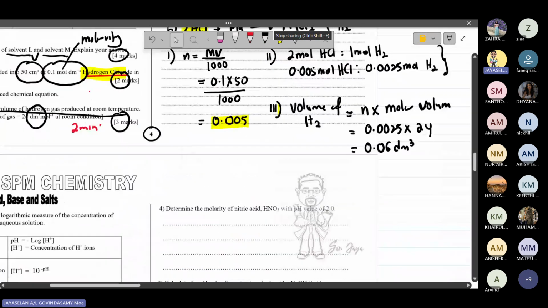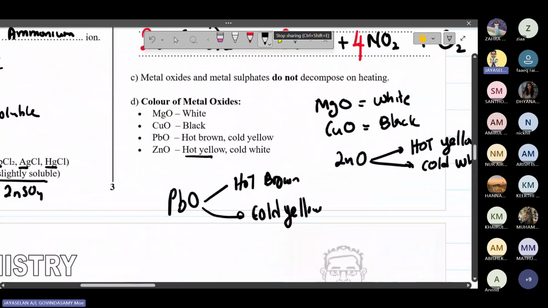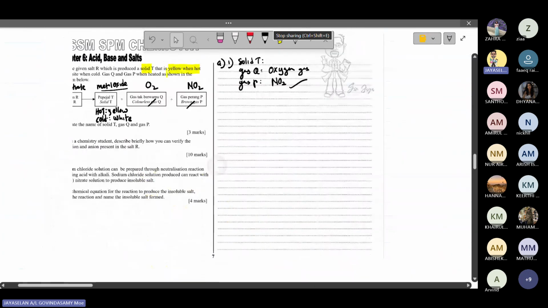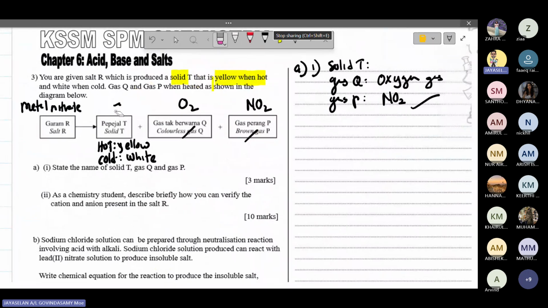I don't know, sir. How? Okay, look. Hot yellow, cold white. So this is called zinc oxide. So you put here, go to this question. If I do this question, this one is known as what metal oxide? Zinc oxide. So here you put ZnO. You already score your 3 marks.